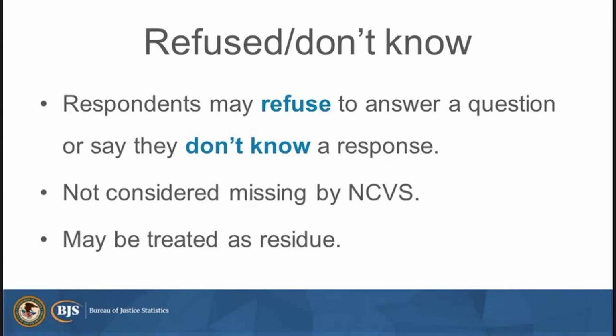Respondents may also refuse to answer a question or questions or say they don't know a response. Refusals and don't know are considered valid responses, not missing data, by the NCVS and given their own code. Similar to other missing data, there are rare cases where an answer is required, such as household income, and in those cases, don't knows and refusals are replaced through hot deck imputation.